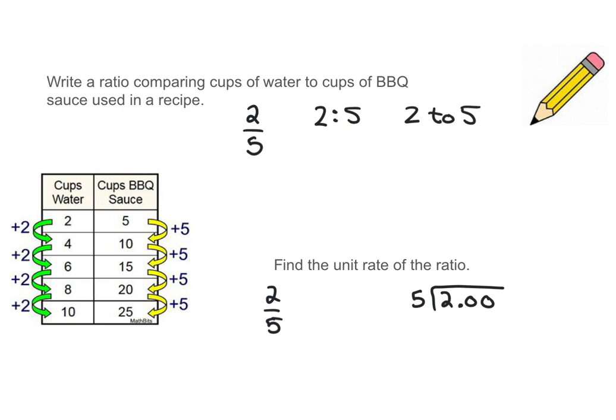Because unit rate means we need to get the denominator to be per 1. So we divide by 5. We divide the top by 5. And so that's why we do long division. 5 doesn't go into 2, but 5 goes into 24 times with no leftovers. So the unit rate is 0.4 to 1.